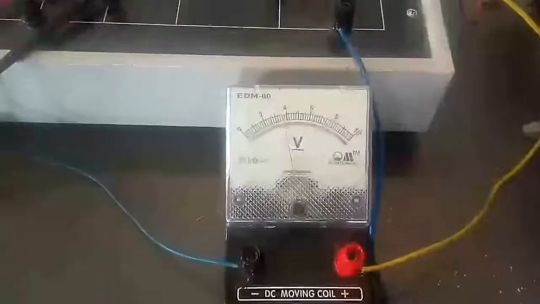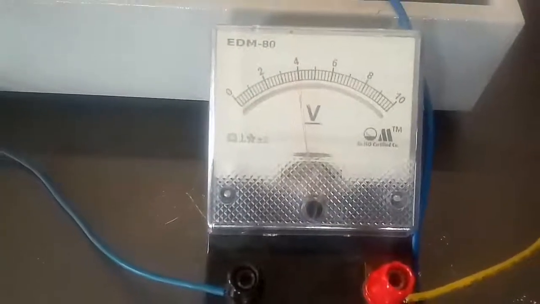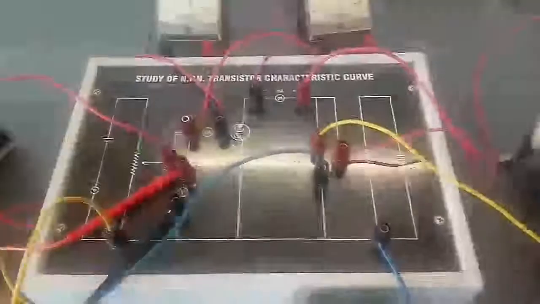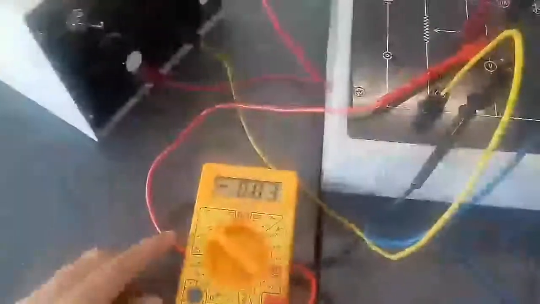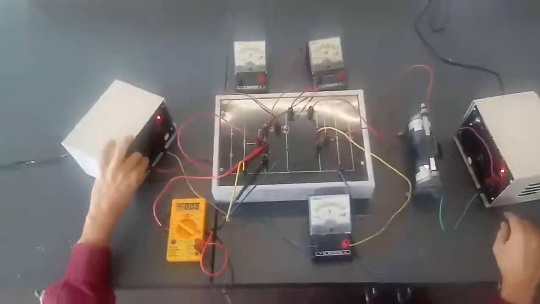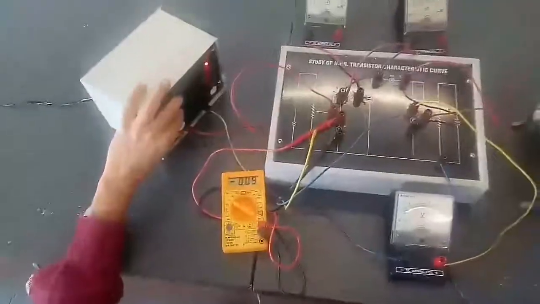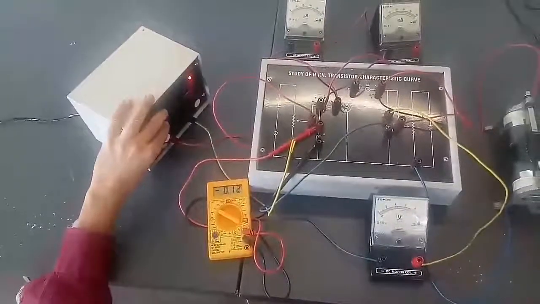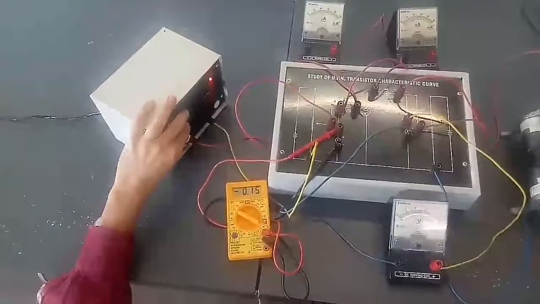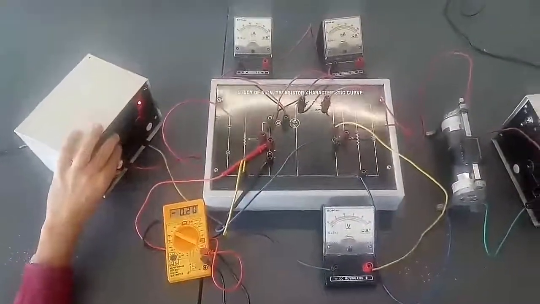It is now 4 volt. Now let me change the voltage in input and note down the values of the current. First arrange 0.1 volt. For 0.1 volt, the current is 0. Now for 0.2 volt, again the current is 0.